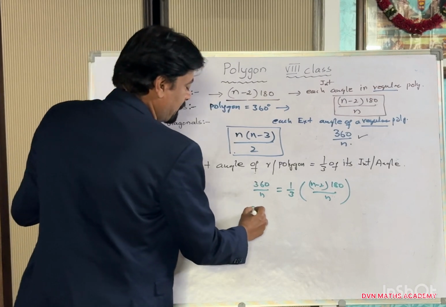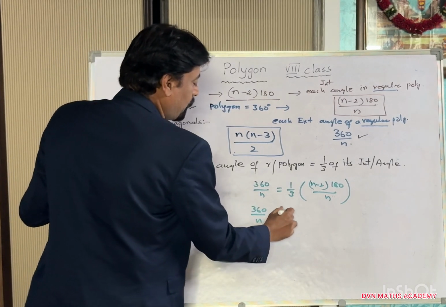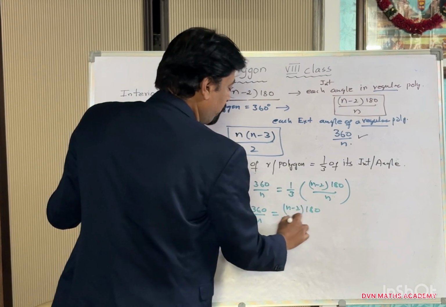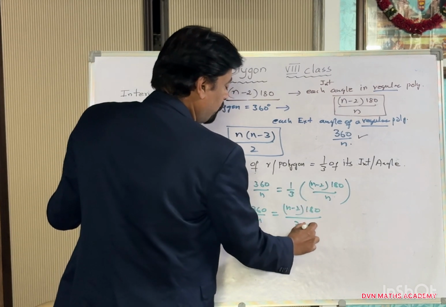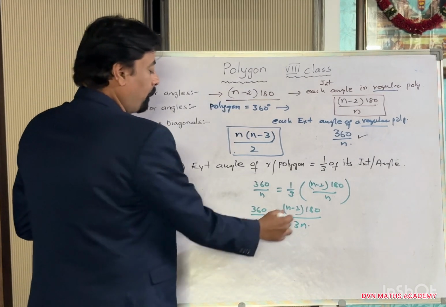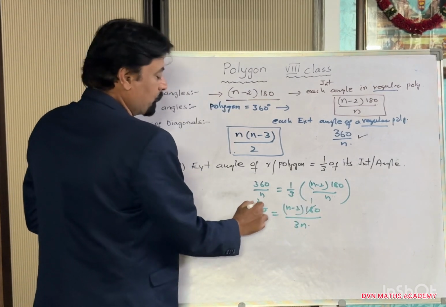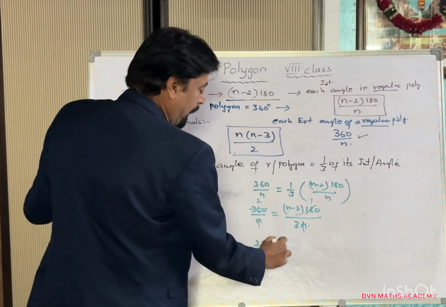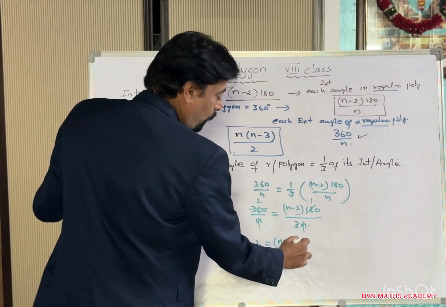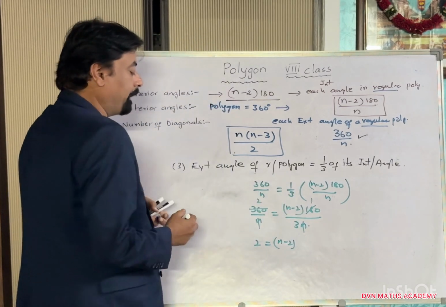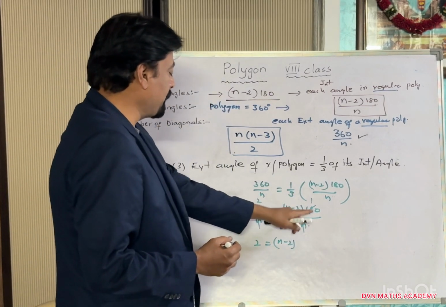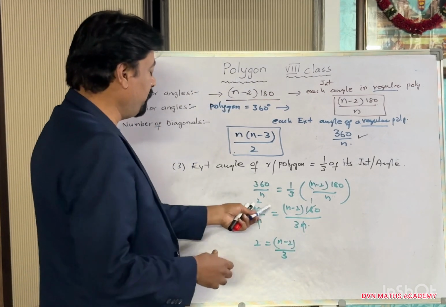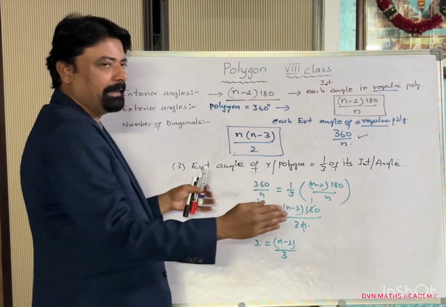So I can write 360 by n is equal to 1 into (n minus 2) into 180 by 3 into n, which is 3n. Here 180 ones are 180, twos are 360. Here n cancels. Now I got 2 is equal to (n minus 2) by 3. So this is the simplification.